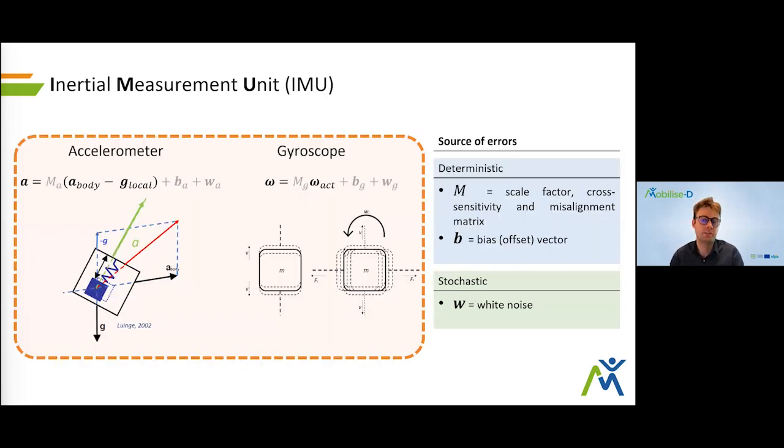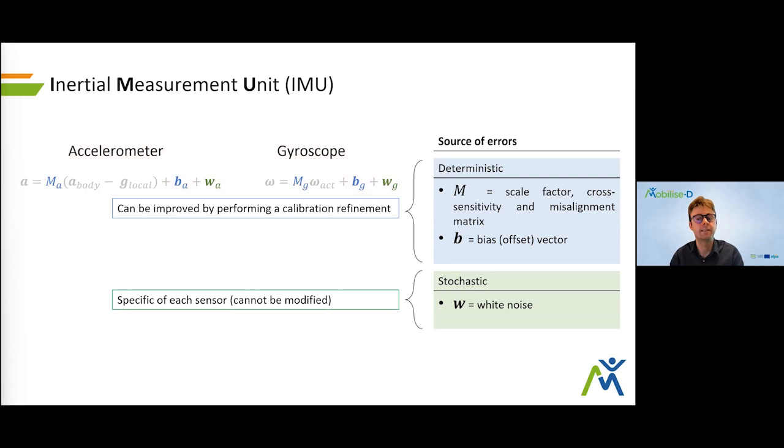Remember that an inertial measurement unit consists of one triaxial accelerometer, which measures the vector difference between the body acceleration and the gravity, and of one triaxial gyroscope, which measures the angular velocity. The measurements of each sensor are corrupted by two sources of errors of different types. The first, highlighted in blue, is deterministic, which consists of an offset vector and a matrix of coefficients. This source of error can be improved by refining the calibration. The second, highlighted in green, is mainly represented by the white noise, which obviously cannot be modified.